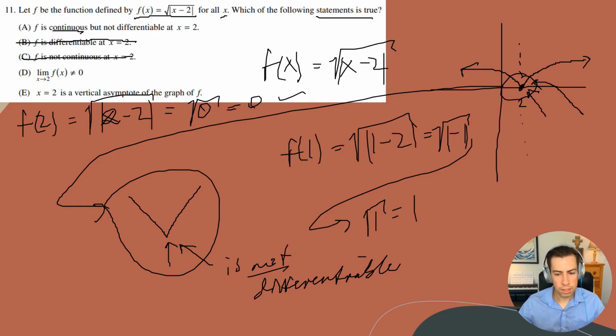Let's see here, and I think this is just a single answer only. Yeah, so E is definitely not correct. It's not a vertical asymptote, and the limit as x approaches 2 is equal to 0. We know that. So therefore, the answer choice is going to be A. It is continuous, but it is not differentiable at x equals 2.